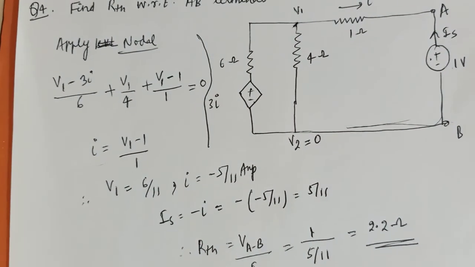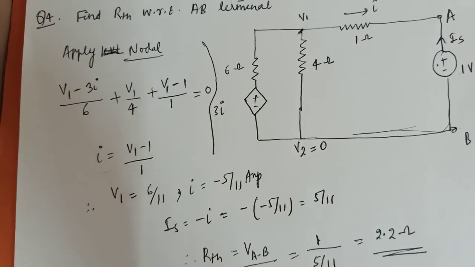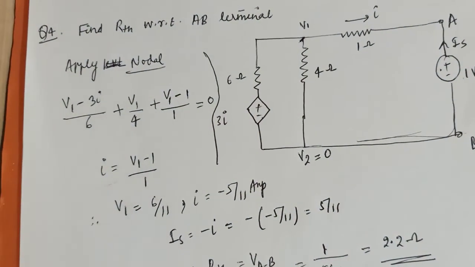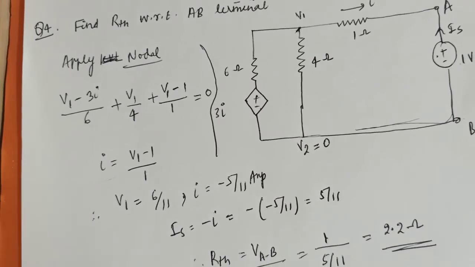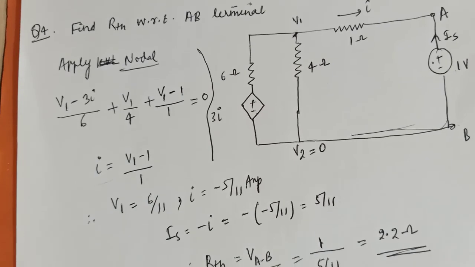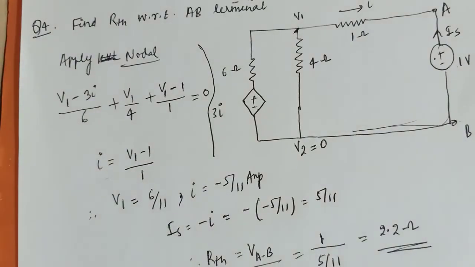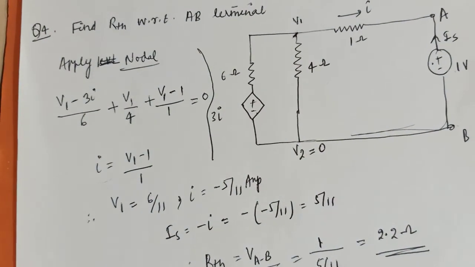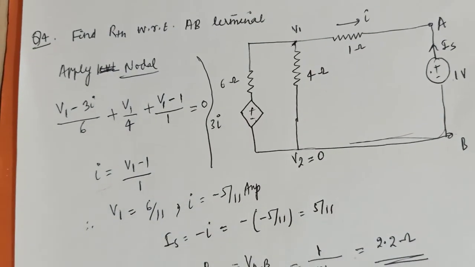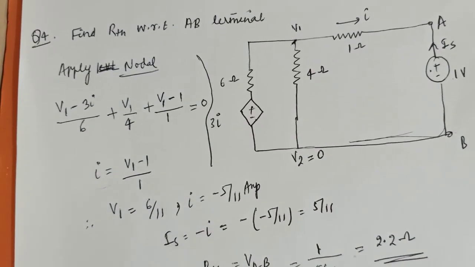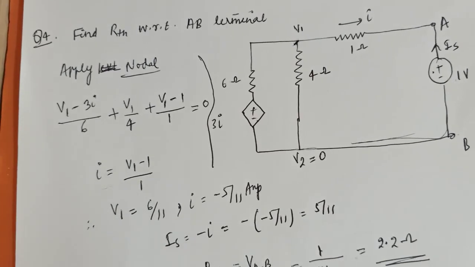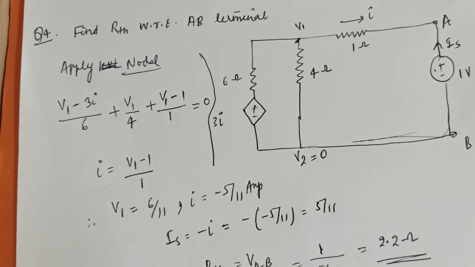So this was about today's class. Today I have discussed a few different concepts related to the Thevenin theorem. I hope you understand how to apply the Thevenin theorem for finding the load current, or how to solve the circuits when only dependent sources are there or when only independent sources are there. Clear?